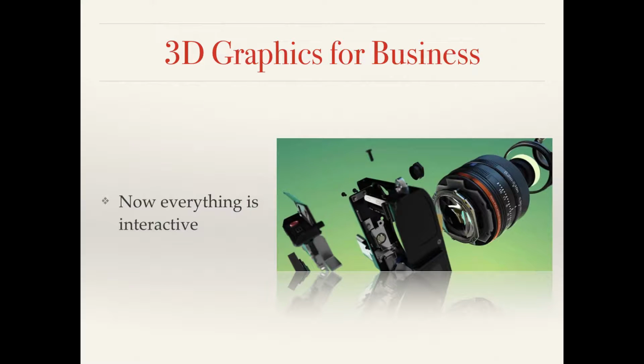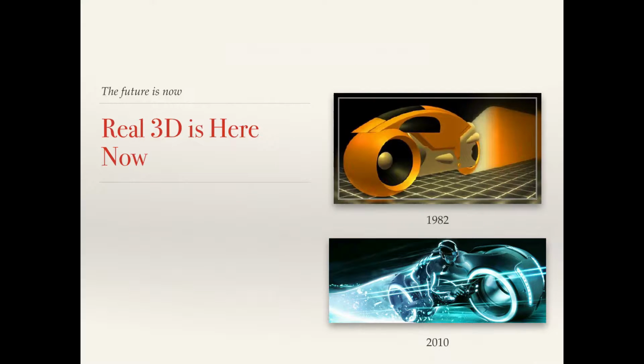But now everything is interactive. You can see things explode, see inside of things. And so now we have 3D graphics, real graphics, that we don't have to fake. Now this is an image from a 1982 movie using light cycles, and the bottom picture here was from the sequel of that movie in 2010.